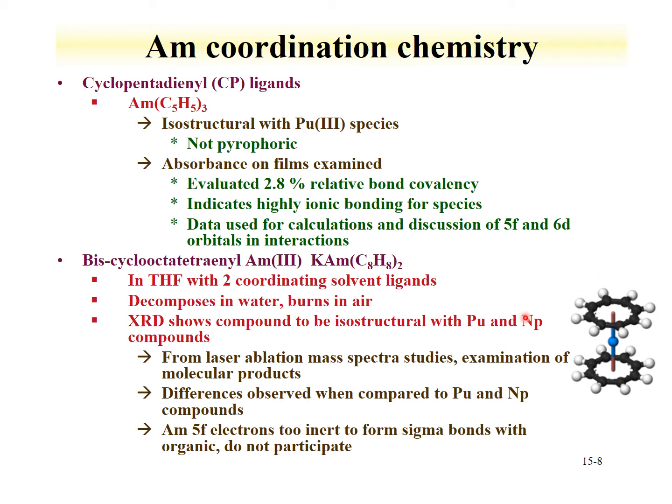The ring structure with the cyclooctatetraene ligand, the bis compound shown here for americium, has been examined. This compound is shown to be isostructural with both plutonium and neptunium compounds. There are differences observed when compared to the plutonium and neptunium compounds, particularly with some of the spectroscopy. There's an indication that the 5f electrons in the americium are tuned to form sigma bonds with the organic and do not participate, unlike the lighter actinides.